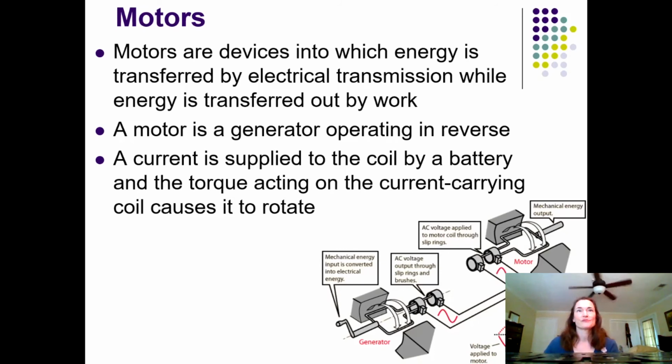So here we go. Motors are kind of the reverse of a generator, right? In a generator, you put in motion and you get out current. In a motor, you put in current and you get out motion. So motors are devices into which energy is transferred via electrical transmission while energy is transferred out by work. Like I said, a generator in reverse. So the current is supplied to the coil by a battery or some other external supply, and then there's a torque acting on the current carrying coil that causes it to rotate.